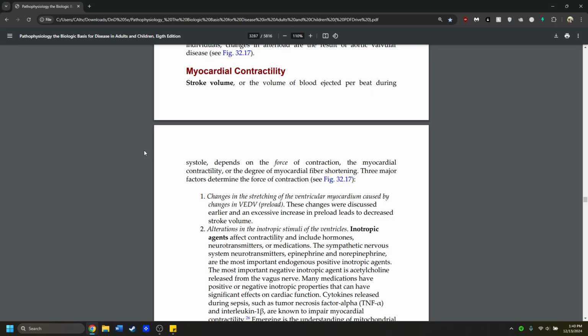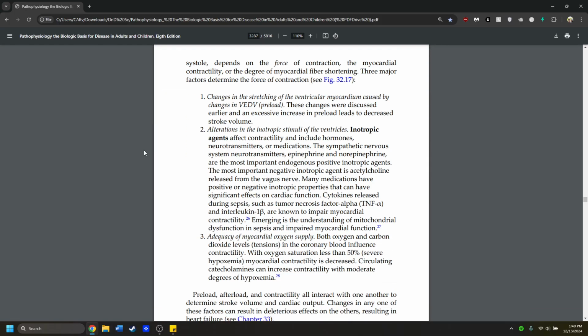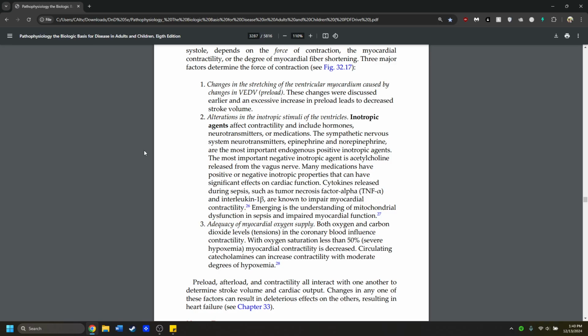Myocardial contractility, your stroke volume, or the volume of blood ejected per beat during systole, depends on the force of contraction. The myocardial contractility, or the degree of myocardial fiber shortening, has three major factors that determine the force of contraction. First, changes in the stretching of the ventricular myocardium caused by changes in the VEDV or preload. These changes were discussed earlier, and an excessive increase in preload leads to decreased stroke volume.